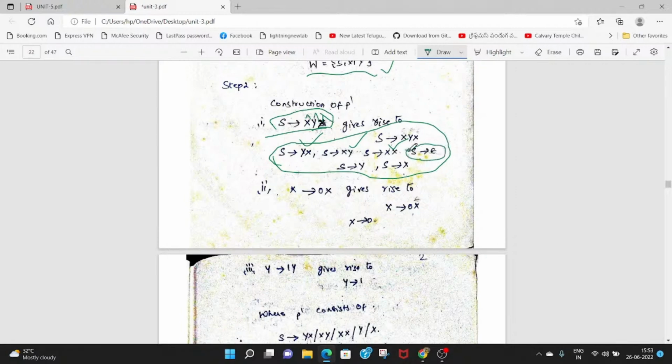This we cannot include because it consists of a null production. So you can vanish these two, you get X. You can vanish these two, again you get X. You can vanish these two, you get Y.